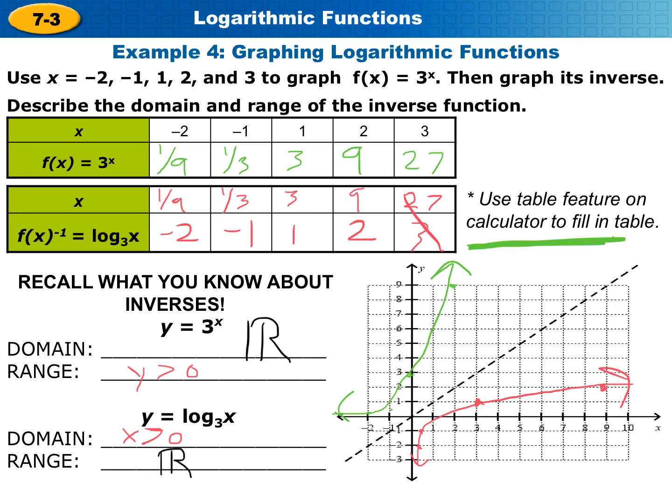So common questions are, where did these points come from? Again, we put them in our y equals. I put y equals 3 raised to the x in the graphing feature, and then I went to the table to fill out the values. I then changed my decimals to fractions here. This one was 0.3333, converted to a fraction, it's 1/3.